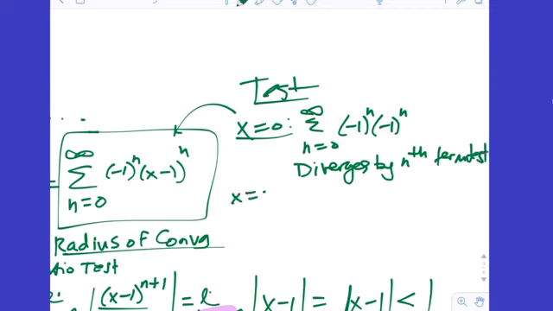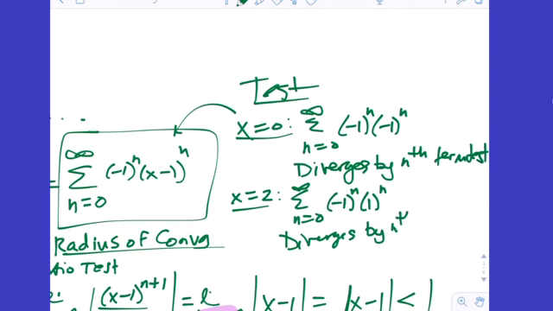And then at x equals 2, the other endpoint, we get sigma n equals 0 to infinity, negative 1 to the n. And now 2 minus 1 is 1. So we get 1 to the n. That one is going to be an alternator, right? It starts off at 1. 1 minus 1 plus 1 minus 1. This one also diverges, also by the nth term test, a very good test to use.